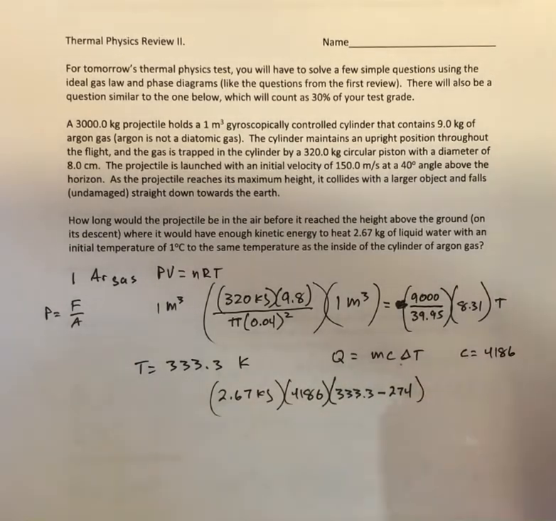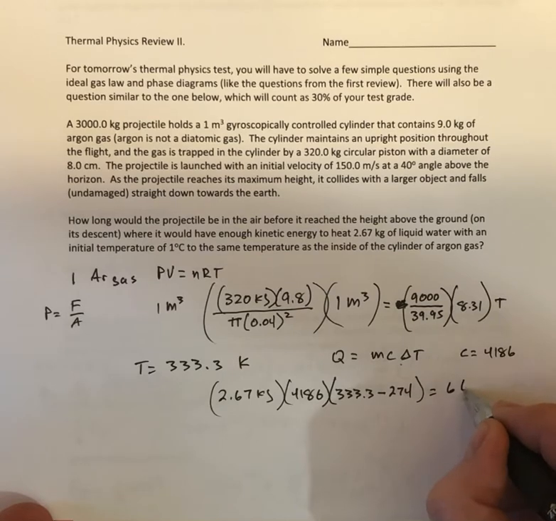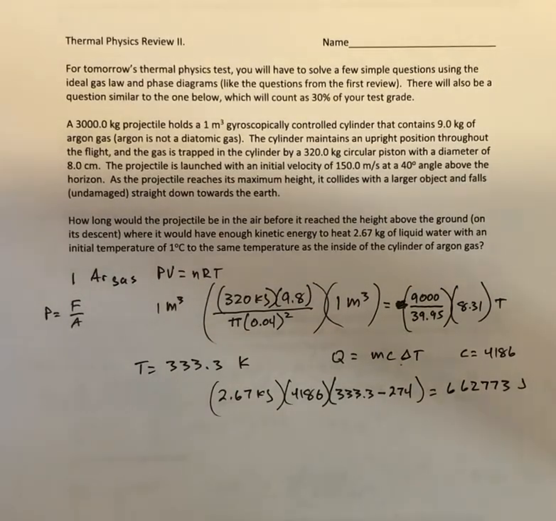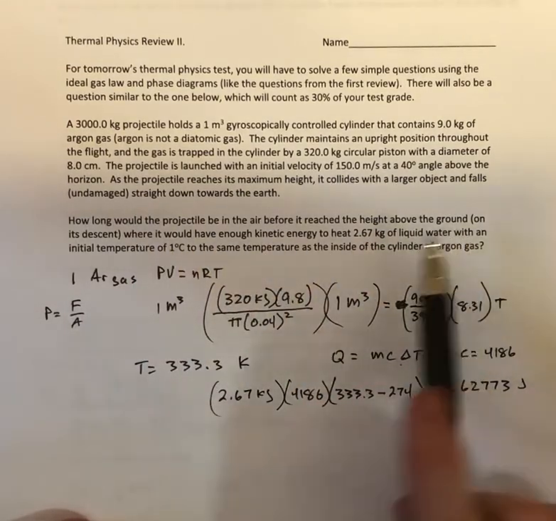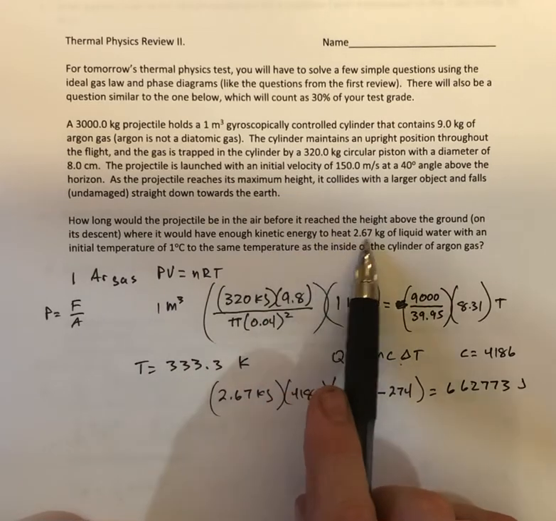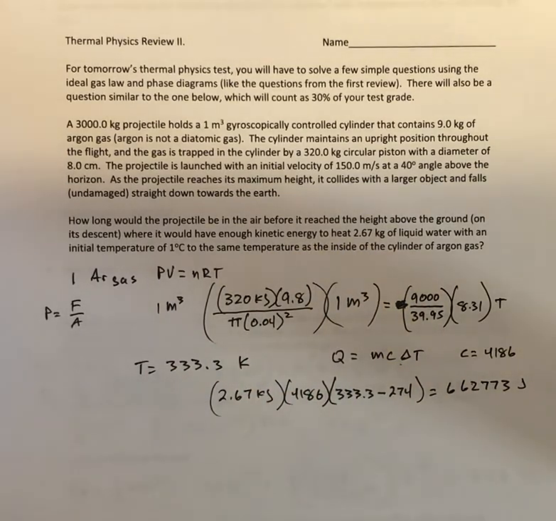Okay, and that should give me my Q for water, something I need to go to my next step. 4186 times 333.3 minus 274 equals, ooh, that's a big number, 662,773 joules, approximately. Okay, now the question is, how long would it reach a height before we're going to have enough kinetic energy to heat 2.67 kilograms? Well, that's what I need right there. I need that much energy.